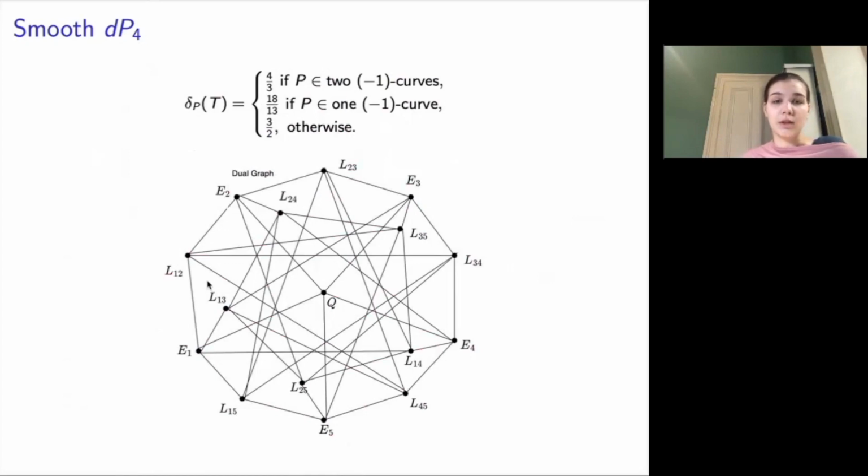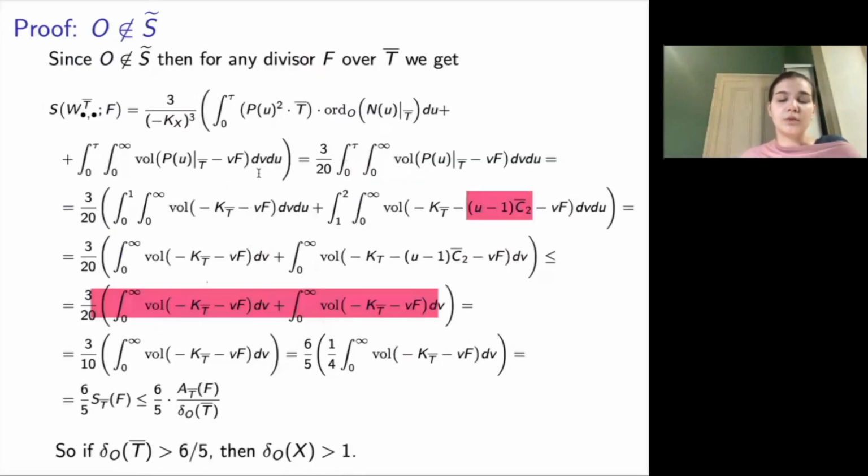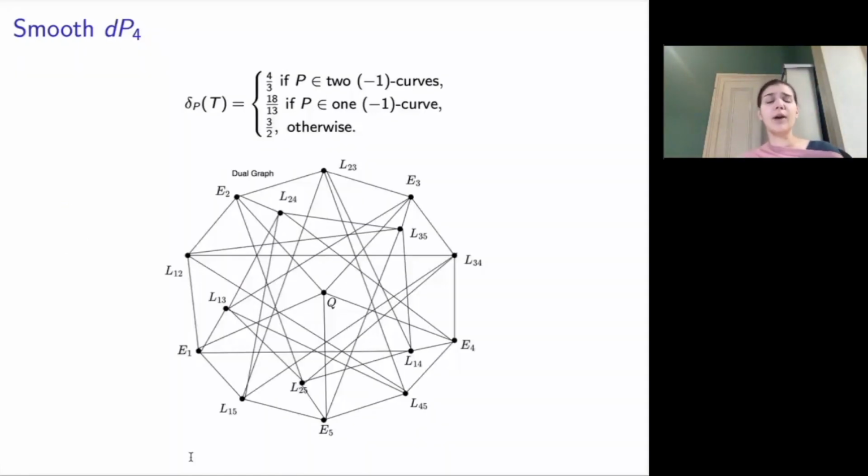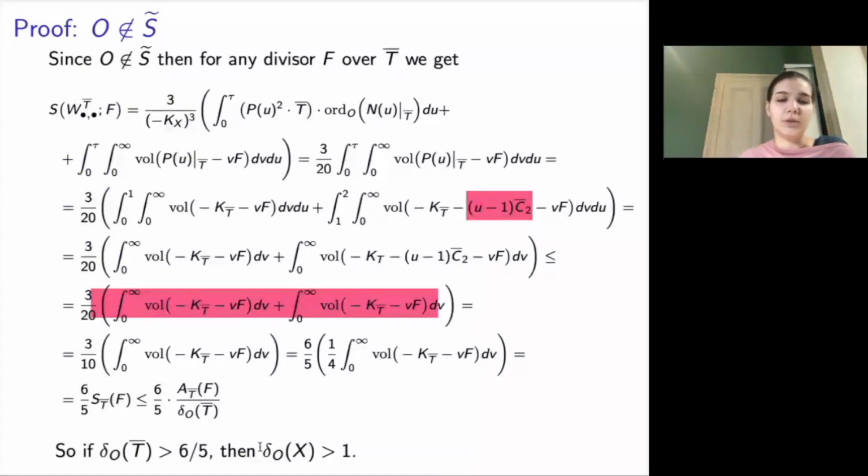Du Val del Pezzo surfaces of degree 4. So for the smooth del Pezzo surface of degree 4, it is true for all the points that the local delta invariant is greater or equal than 6/5. That's why if all the fibers are smooth, the result directly follows from this point, because the local delta invariant is greater or equal than 6/5. So the global delta invariant is greater than 1, and we get our result.